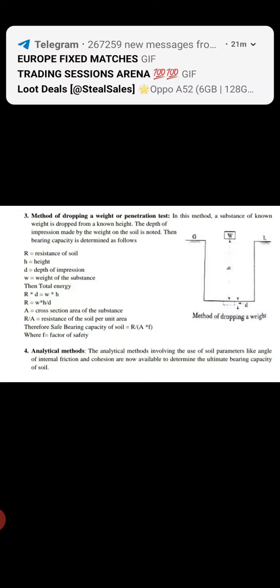a ditch or a small pit which is excavated, a square box, you can see, and here W is the known weight. You should know what the weight of that W is before the experiment. So the weight is dropped from a known height, and the height, that is H, is also given, which is also a known height that should be noted. The depth of impression made by the weight on the soil is noted.